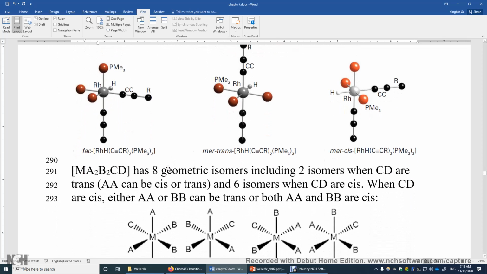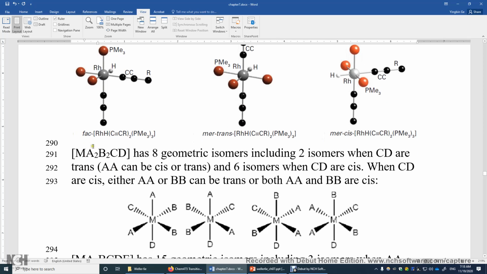What if you have four different kinds of ligands? Let's say it's A2, B2, C, and D. And of course you can have A3, B, C, D, but that's going to be easy. If you have A3 and then B, C, D, it's going to be either facial or meridional, right? It's going to be facial or meridional regarding the three A ligands.